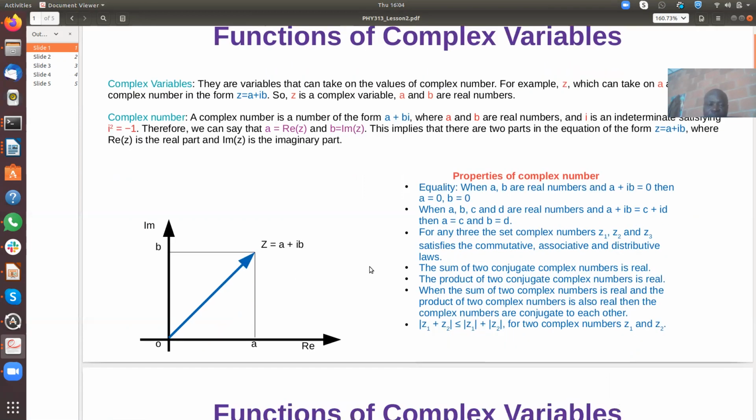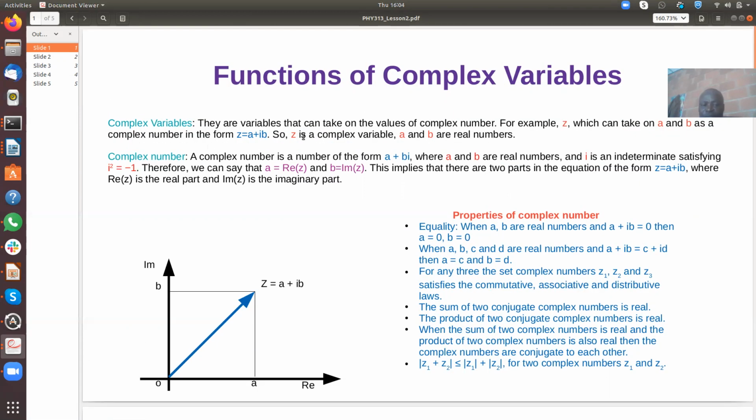Last week we defined the complex variable as a variable that can take on values of complex numbers. An example is z, which can have a and b, and we can write it in the form z = a + ib. In this case, z is the complex variable where a and b are real numbers.